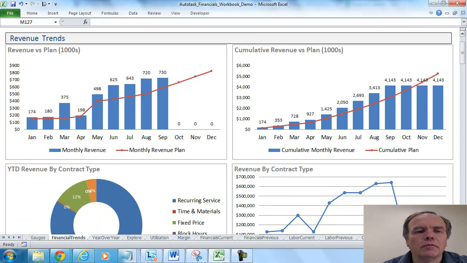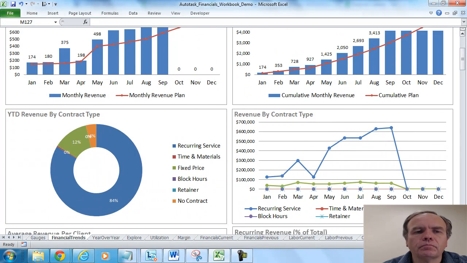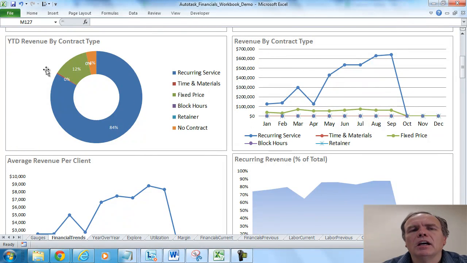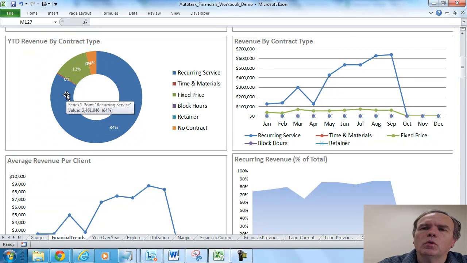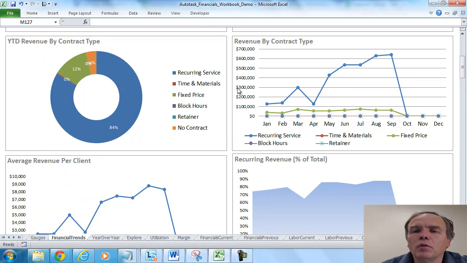So let's take a look at some of the other financials that we have on the page. One of the things we do is year-to-date revenue by contract type. This gives you an indication, by contract type over the course of the year, of what percentage, in this case 84%, came from recurring service. That's helpful because a lot of people are looking at what different types of revenue constitute their overall revenue.